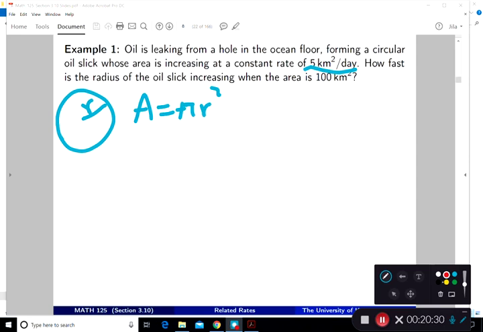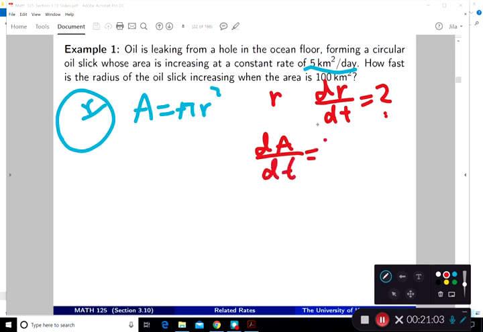What is changing? In here, I know the radius is changing. In fact, the question is asking how fast is the radius changing? And so that is a variable, and that's the question this question is asking. And then the other part that I know is that it's telling me the area is increasing at what rate? It's increasing at 5 kilometers squared per day.